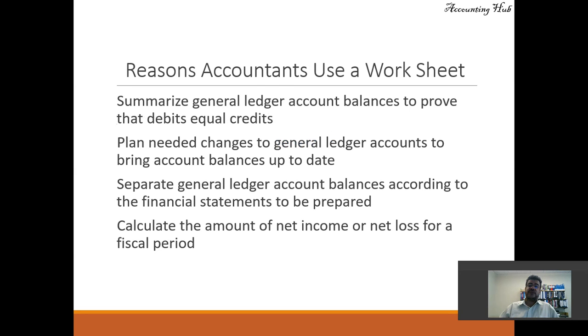So, reasons accountants use a worksheet. Summarize general ledger account balances to prove that debits equal credits. If debits equal credits, we are good to go. Plan needed changes to general ledger accounts to bring account balances up to date. Separate general ledger account balances according to the financial statements to be prepared, and calculate the amount of net income or net loss for a fiscal period. We can use Microsoft Excel or accounting software like QuickBooks or similar that also work with these worksheets.